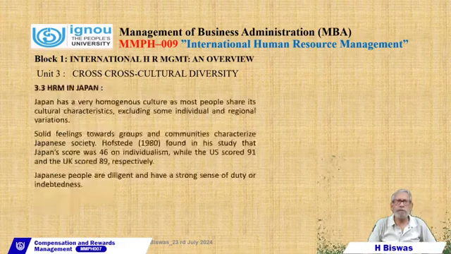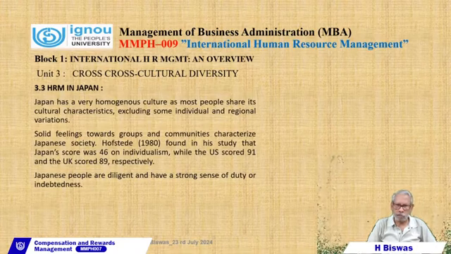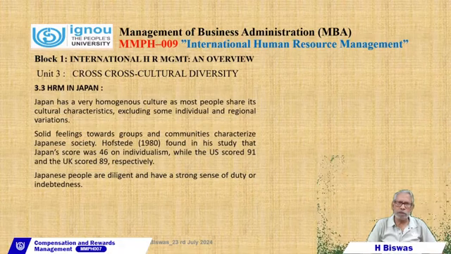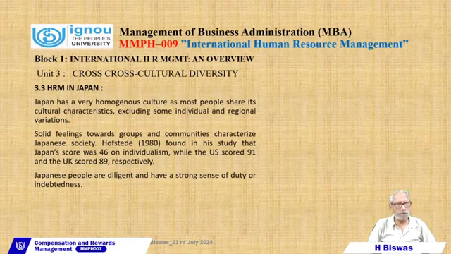Now HRM in Japan: you have to see the way they are functioning. Japan has a very homogeneous culture, as most people share its cultural characteristics, excluding some individual and regional variations, which are very small. Otherwise, the people of Japan are culturally very homogeneous, almost the same, with not very many differences. A strong feeling towards the groups and communities is characteristic of Japanese society. Japanese society has very strong feelings of community purpose.